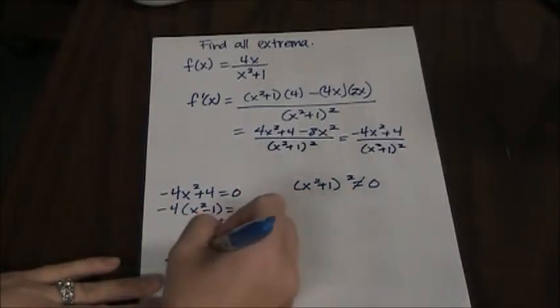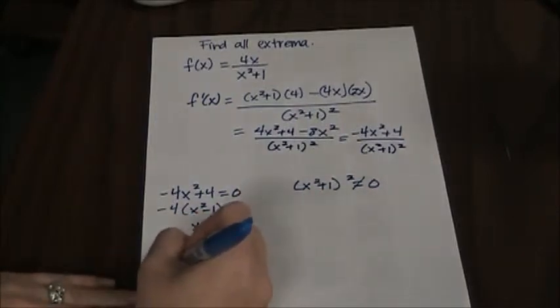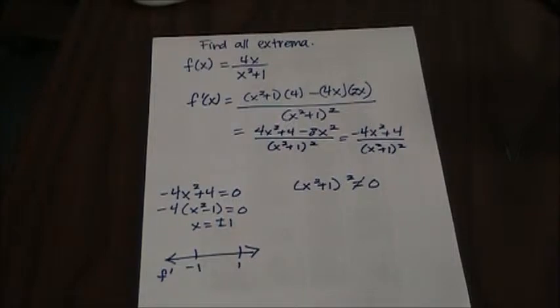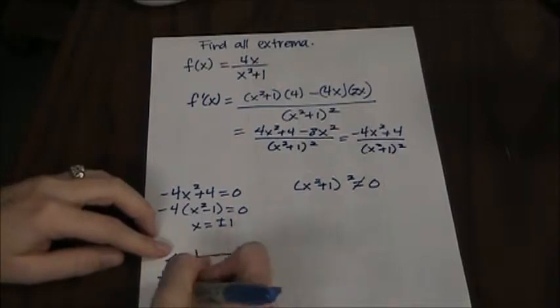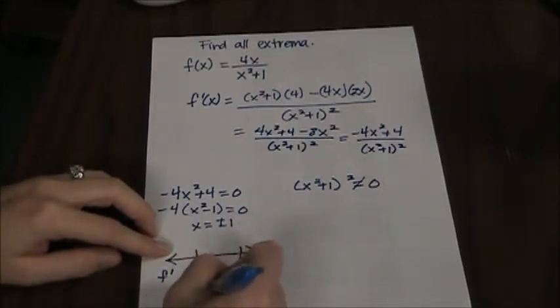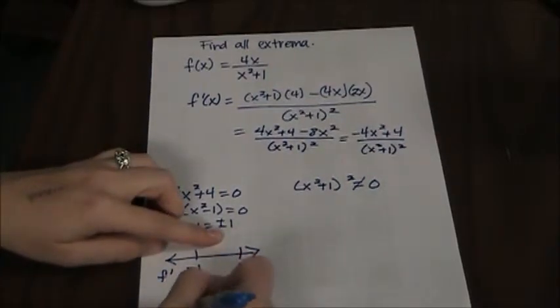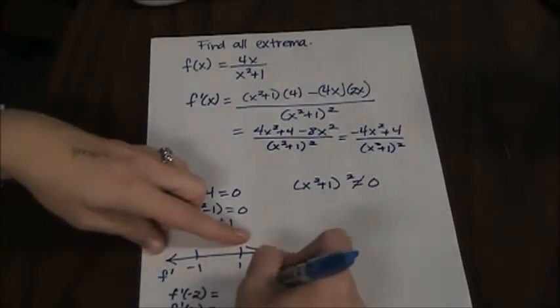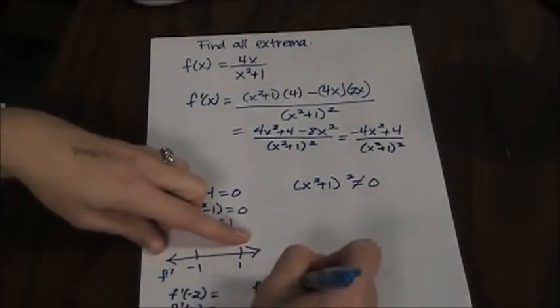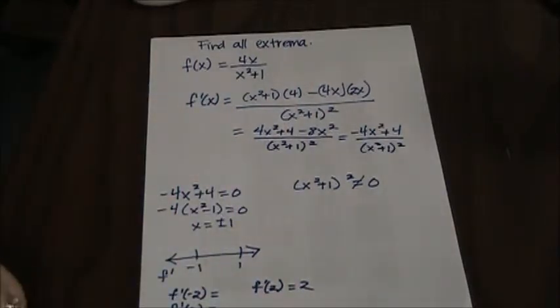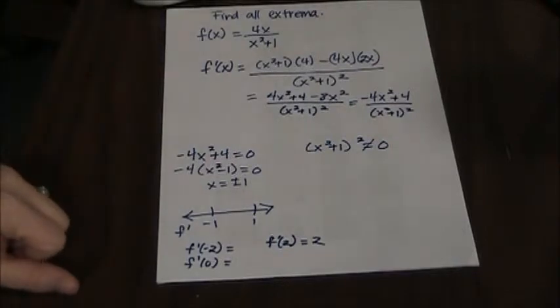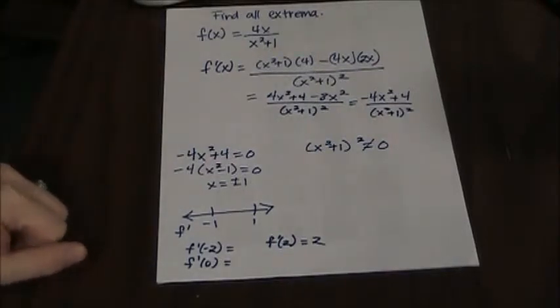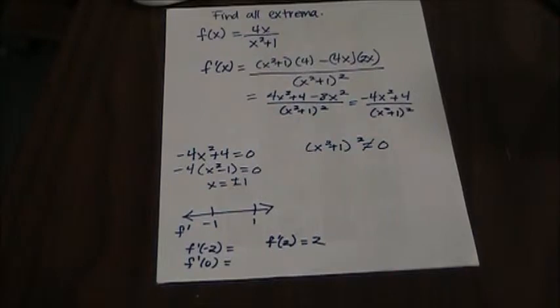Creating my sign chart for the derivative, I'll label it. And so now I have to pick test values to the left and right of each of these critical values. So to the left of negative 1 is negative 2. In the middle would be 0. And then to the right of 1 would be 2. And now I have to test them into my derivative to find the sign. Is it positive or is it negative? So I don't actually have to evaluate, just figure out if it's positive or negative.